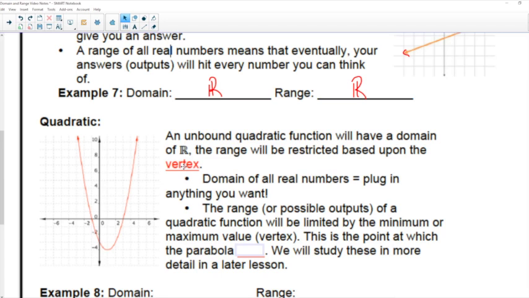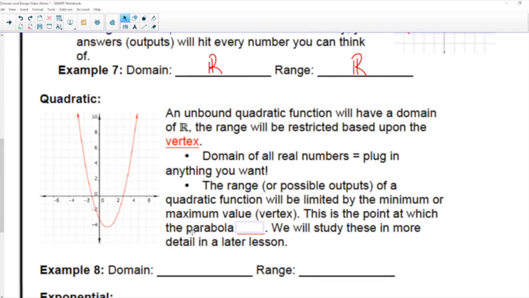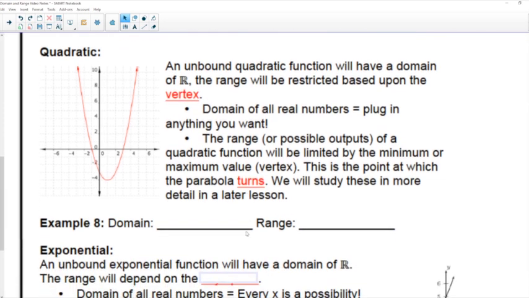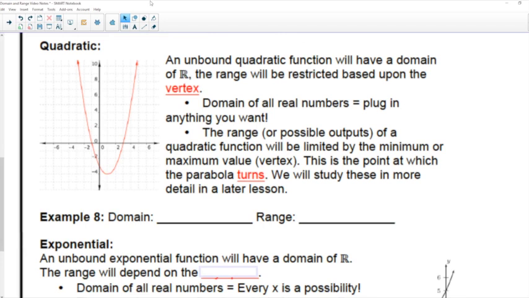So the domain of all real numbers means plug in what you want. The range, or the possible outputs of a quadratic function, are going to be limited by the minimum or the maximum value, depending on whether it was reflected over. It might have a maximum. This is the point where the parabola turns around and starts going the other direction again. So we're going to look at min and max and vertex more in one of the later lessons, but we can talk about domain and range now.